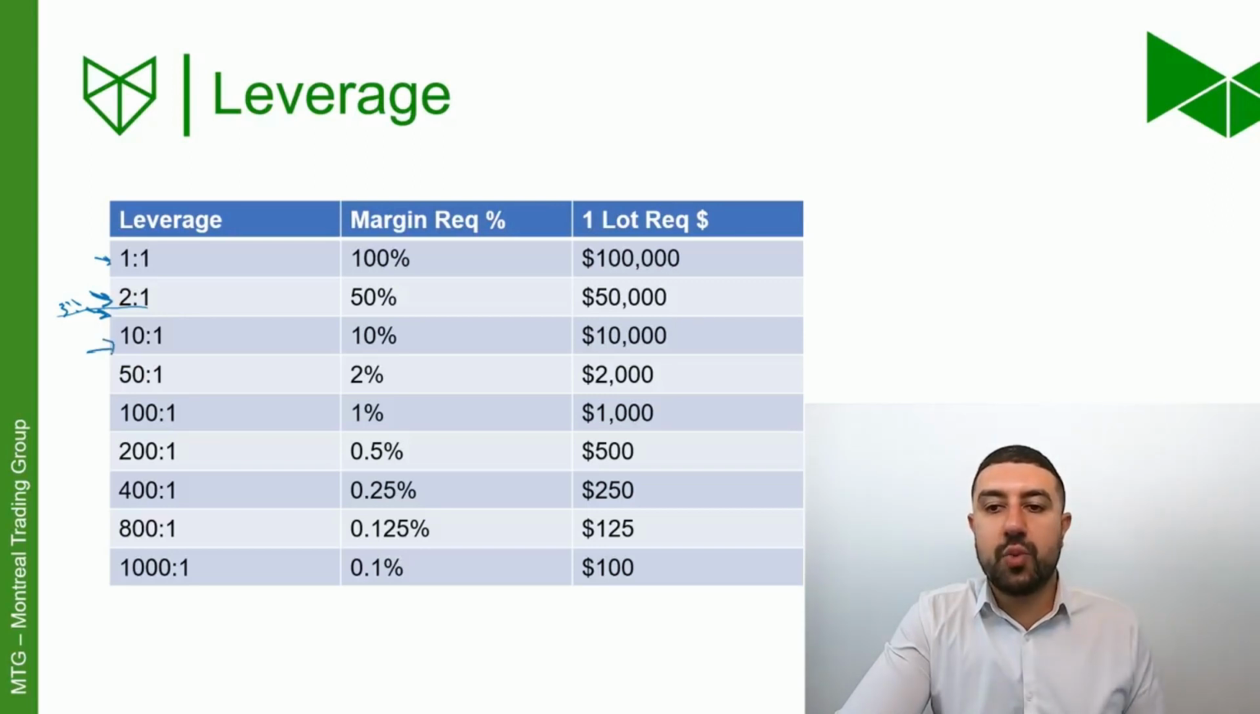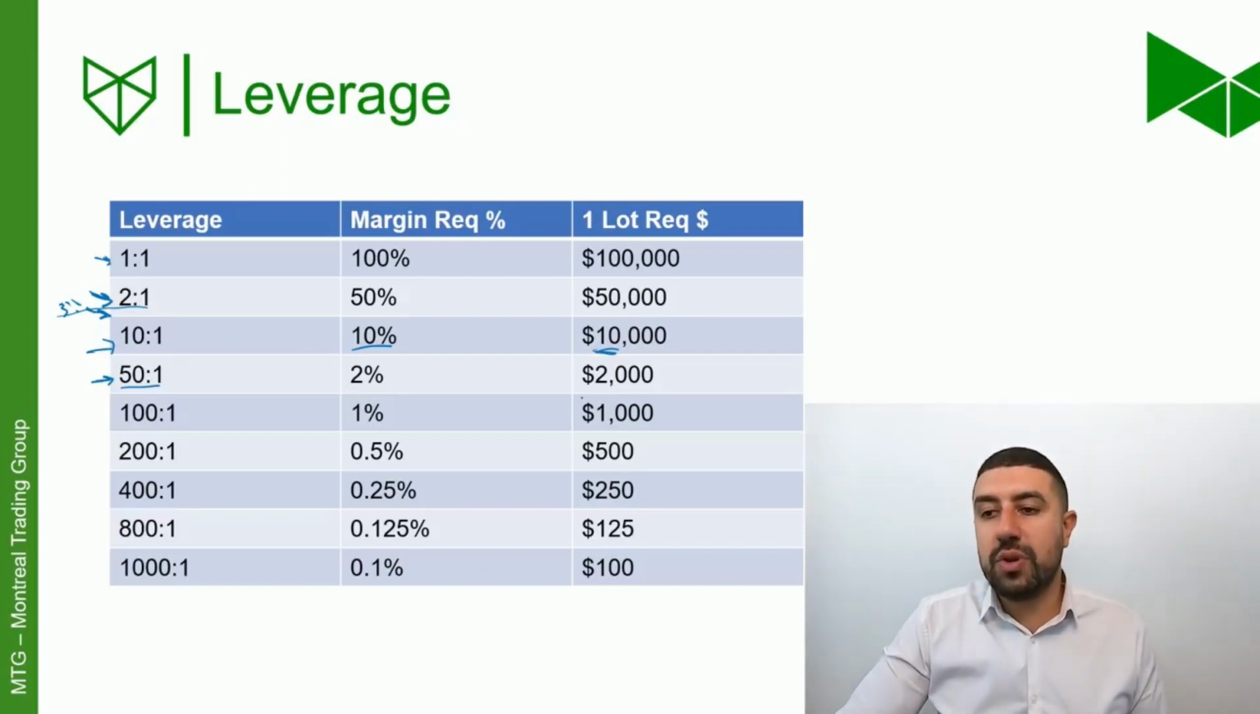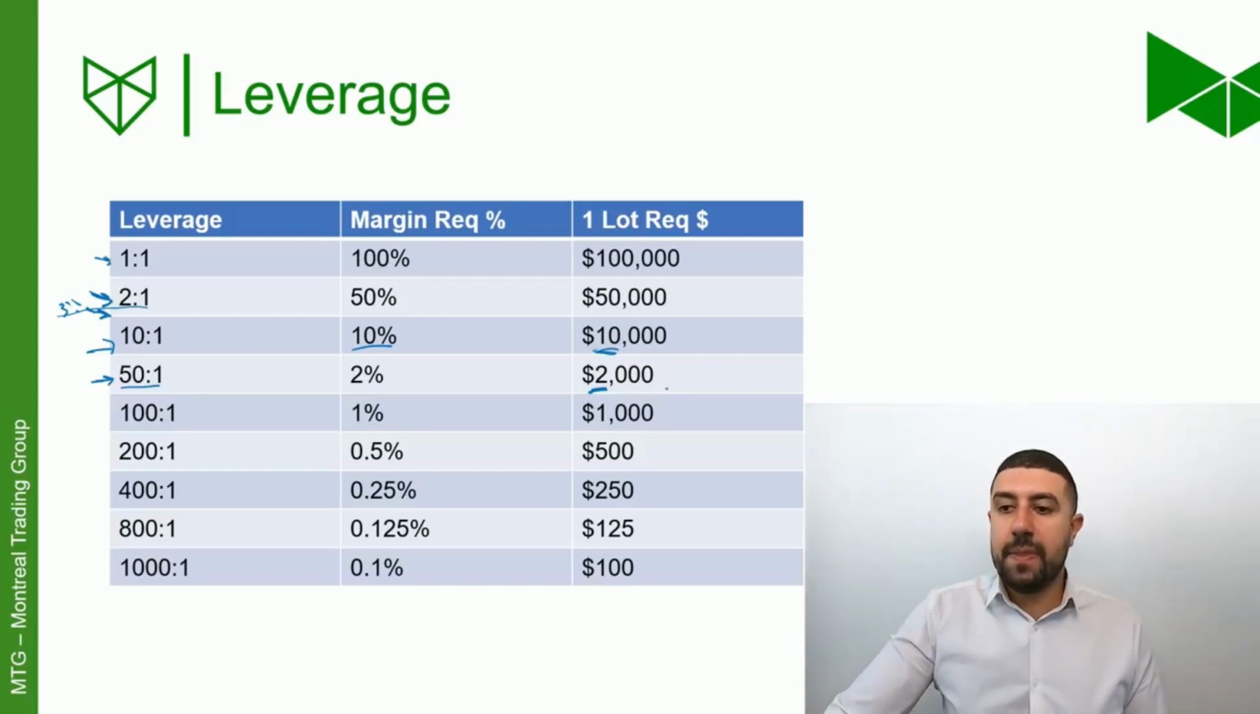So then if you can get 10-to-1 leverage, then you only need to put 10% of the margin requirement, meaning for a $100,000 position, you only have to put in 10K. 50-to-1, which any broker in FX is going to give you at least that. Well, you only have to put 2%. So you can literally put $2,000 in and trade $100,000 worth of a position, which is huge, okay?